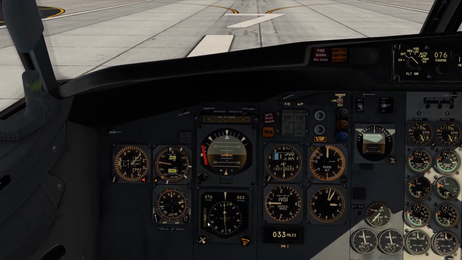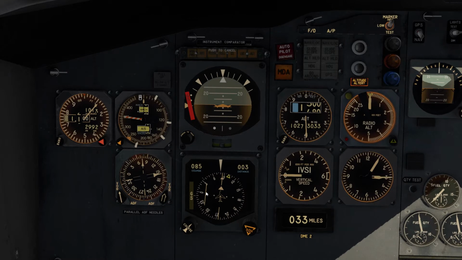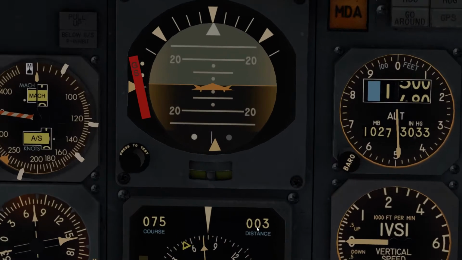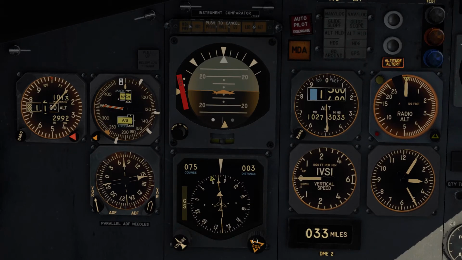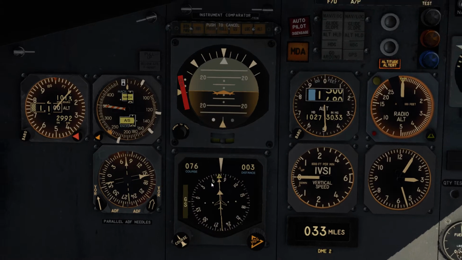Now let's say I wanted to track a different course to that VOR. Let's say I wanted to track 085 to that VOR. This is my course over here, so that means I need to move my airplane from here over here. I would need to fly intercept to the left. And as I got closer to the VOR, it would eventually center up, and then I can fly directly to the VOR.